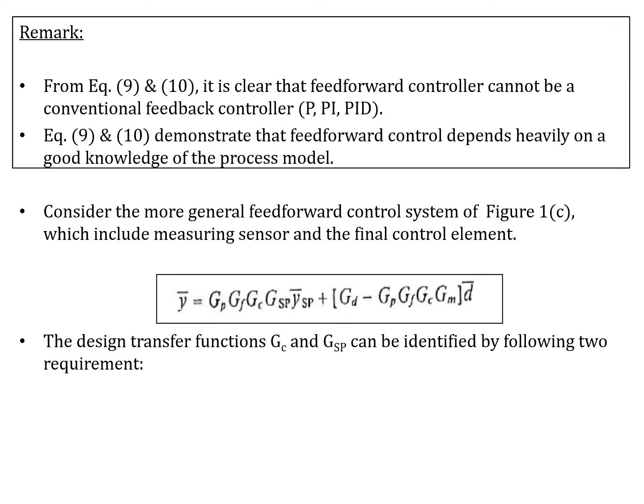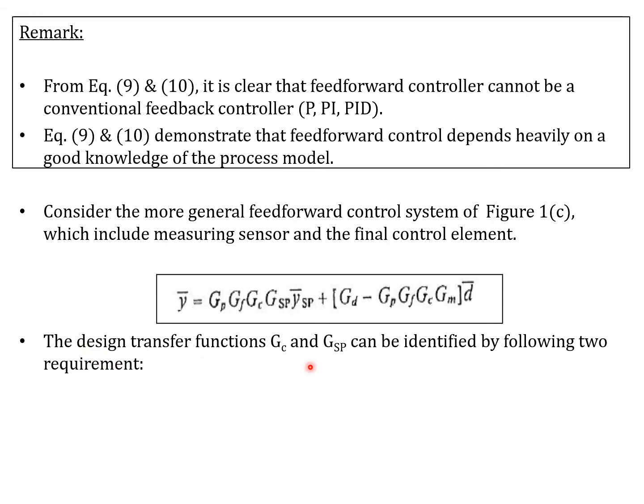Okay, and from equations 9 and 10 it's clear that feedforward control cannot be conventional. There's no PID equation there, so it's not conventional. It also shows that feedforward depends heavily on the knowledge of the process, because it depends on the model of all the elements, GP, GF, GM, GD, and so on. Consider the more general case, which includes the measuring sensor and final control element as we said before; then we have a more extensive equation.